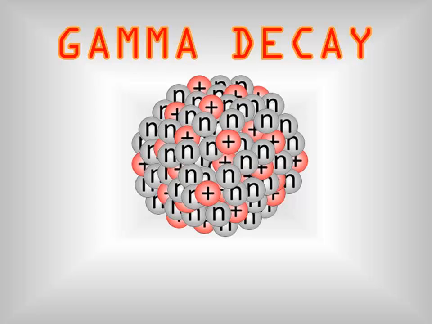Gamma decay is produced when a high-energy nucleus releases energy due to a rearrangement of its nucleons. This energy is released using a photon. There is no change to the number of protons or neutrons.